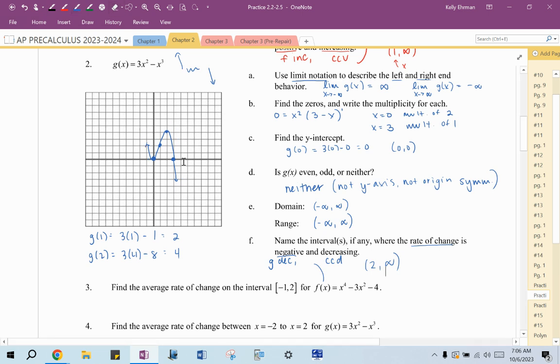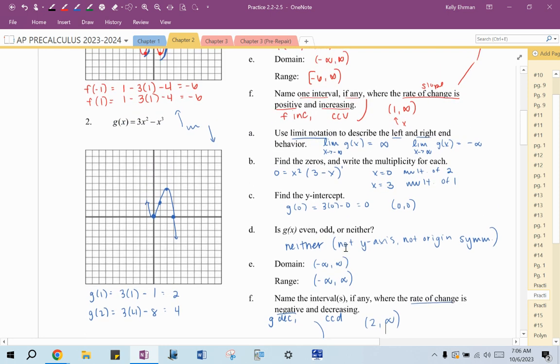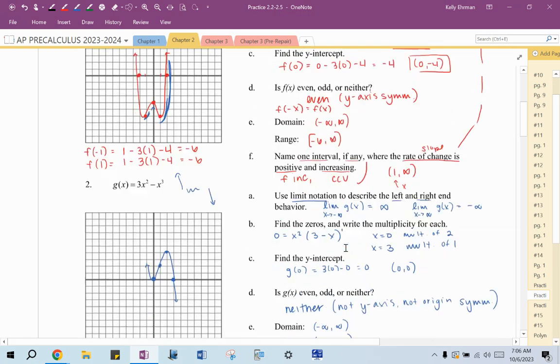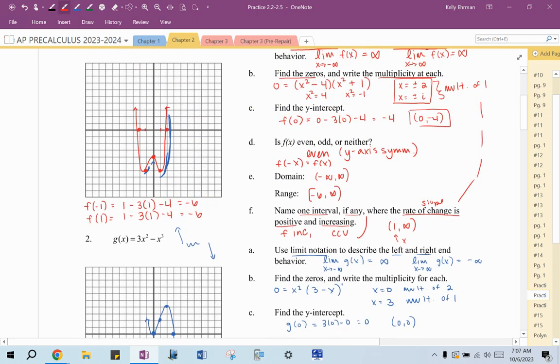All right. Find the average rate of change on the interval -1 to 2 for f of x. This is the same f of x we had up here. So I want to remind you what average rate of change means. I know that I have you guys pretty well trained to know that that's slope. But remember, visually what this is saying is from x equals -1, so like here, to x equals 2, find the slope of this line. That's all the average rate of change is, okay?